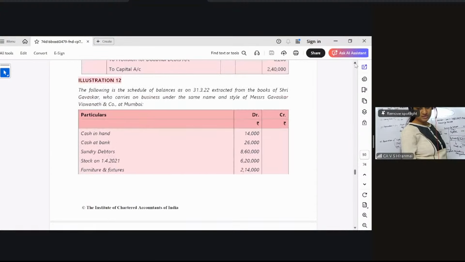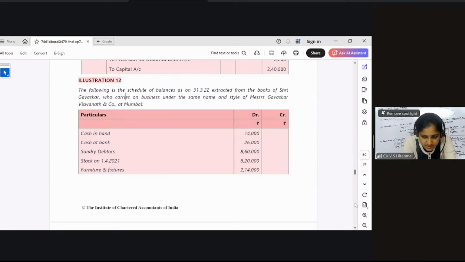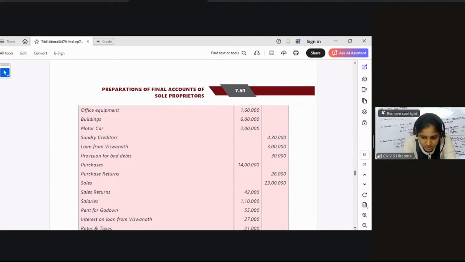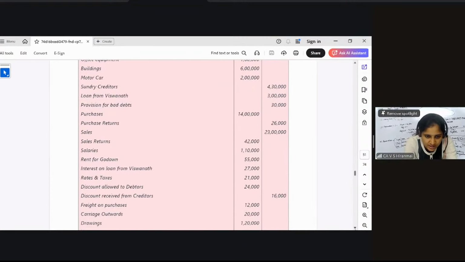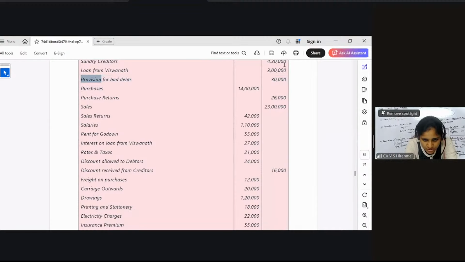In the books of Mr. Gavaskar, he is giving you this. Everything is the trial balance. My dear students, look at this, everything is here, this is the trial balance. So if you come down, it is a big trial balance. You don't have to worry, but the question is small only. In the trial balance, everybody please see the first thing is provision for bad debts.